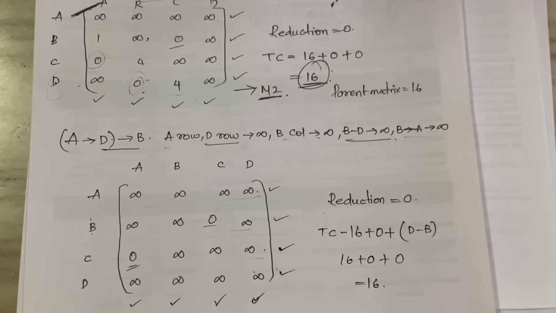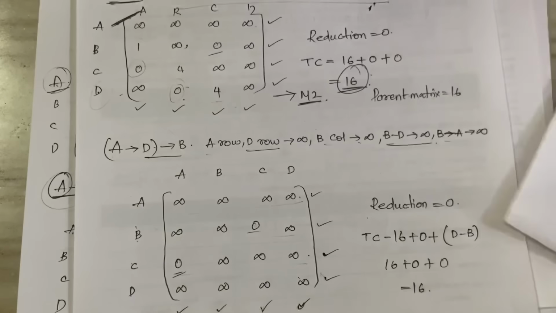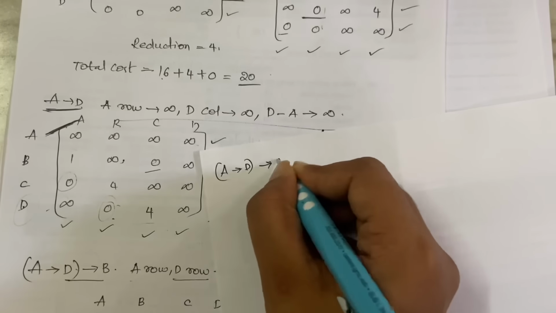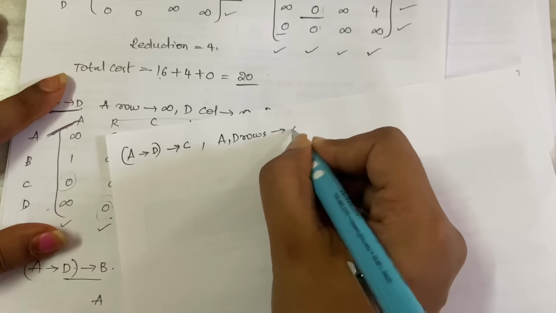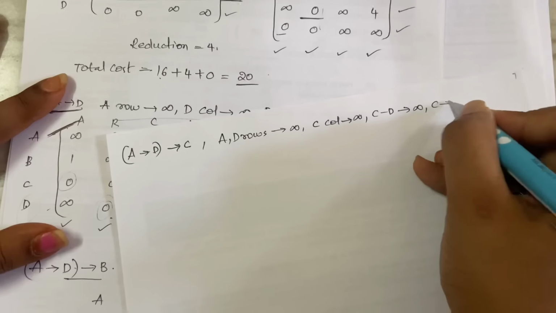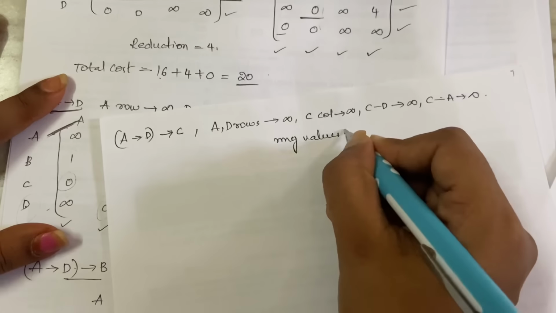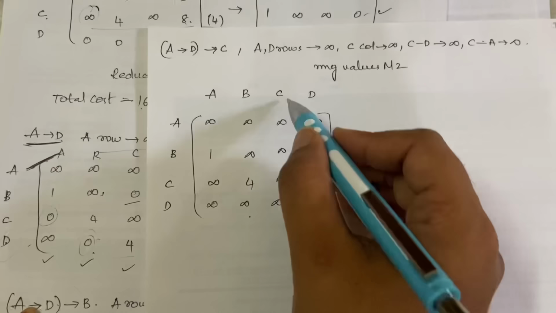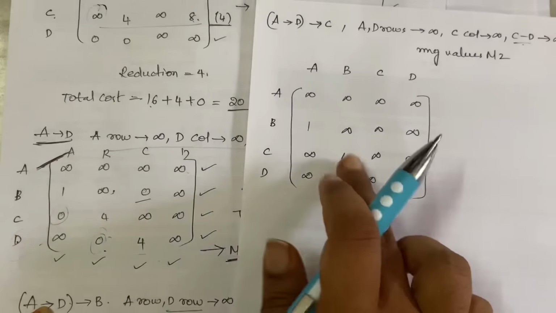In the same way, you have to calculate the total cost for A to D and from D to C. Let's do that. What path are we finding now? We are finding A to D to C. Here you have to make the A and D rows infinity, the C column infinity, the path from C to D infinity, and the path from C to A infinity, and the remaining values come from the parent matrix, which is M2. Let's fill up the values. In this matrix I made the A row and D row infinity, the C column infinity, C to D infinity, C to A infinity, and the remaining values I took as they are from the M2 parent matrix.